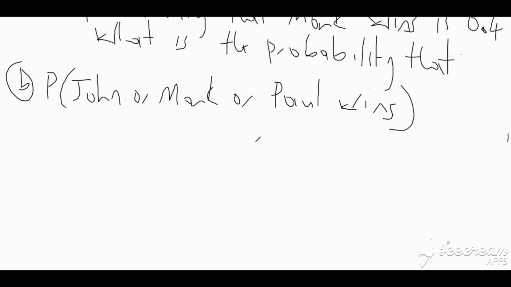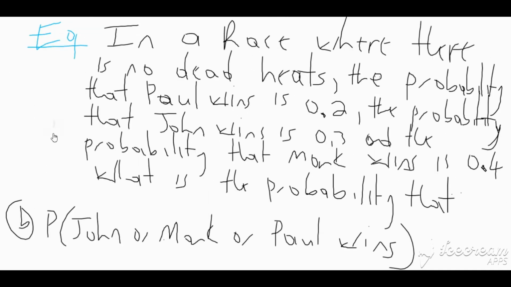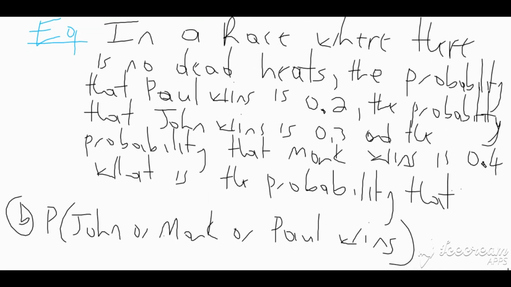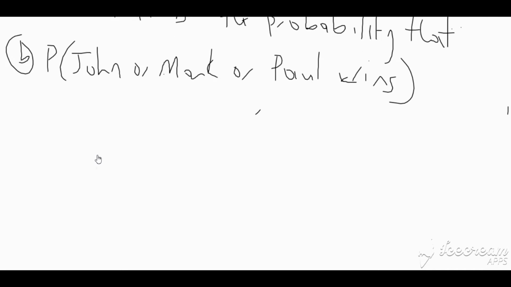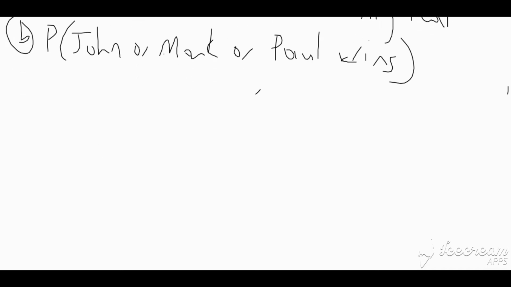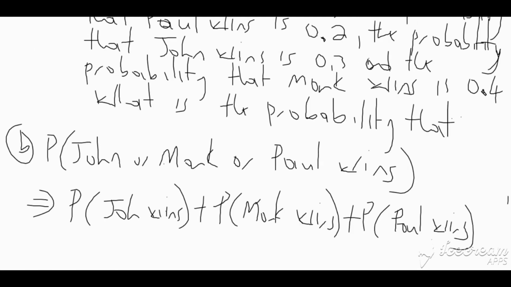Part B of this question is the probability that John or Mark or Paul wins. Once again, going back to the question, still the same question. We know that no dead heat means that no two people can win. So all of these events would be considered mutually exclusive events, meaning the probability that John or Paul or Mark wins would be the probability that John wins plus the probability that Mark wins plus the probability that Paul wins, because there's no dead heat in this race.